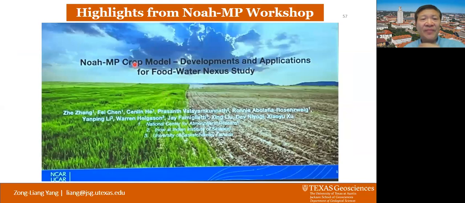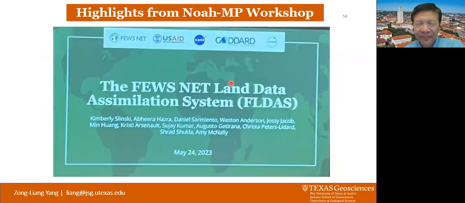So this is a NoIP crop model, and there's also a presentation about irrigation and crops. Very sophisticated irrigation methods, for sprinkler irrigation, flood irrigation, and so on, are being implemented into NoIP. This is very important for food-water nexus study. This application is very encouraging.